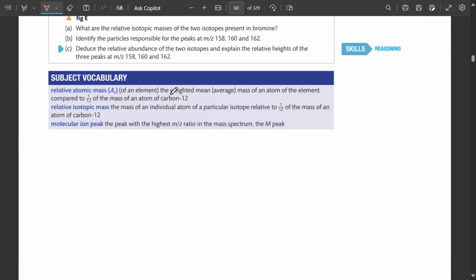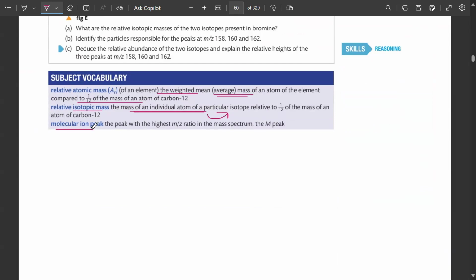So relative atomic mass of an element is the weighted mass or average mass of an atom of the element compared to 1/12 the mass of a carbon-12 atom. Then what will relative isotopic mass be? Only here it is the same thing. It's again compared to carbon 1/12, but it's the mass of an individual atom of a particular isotope.